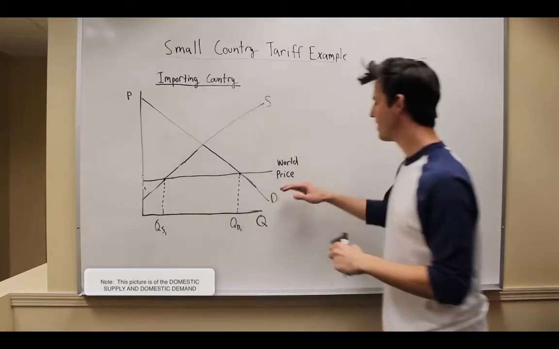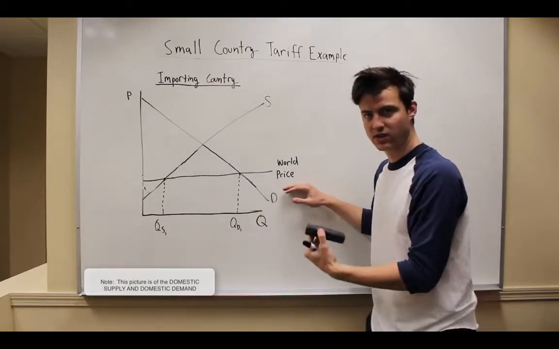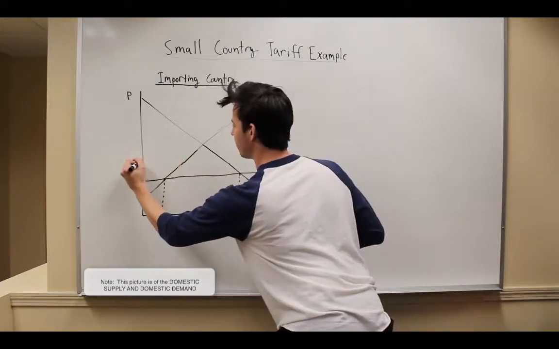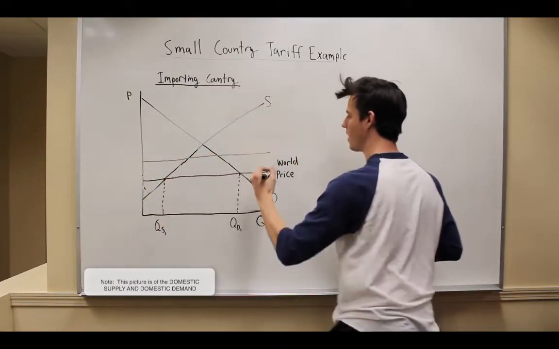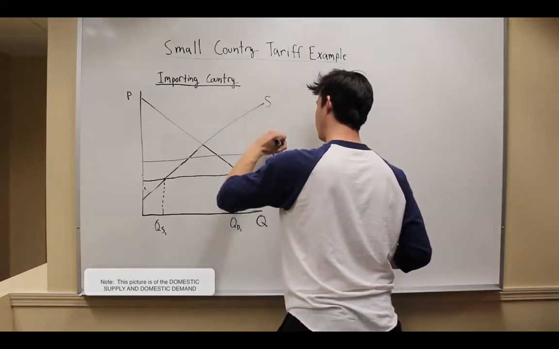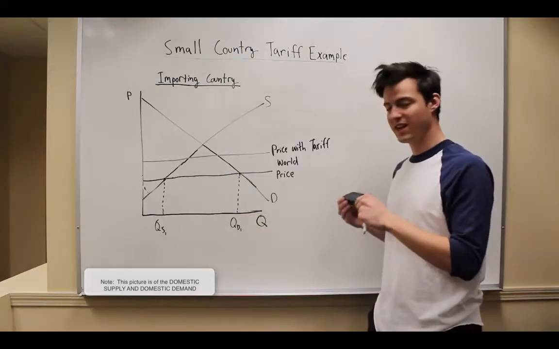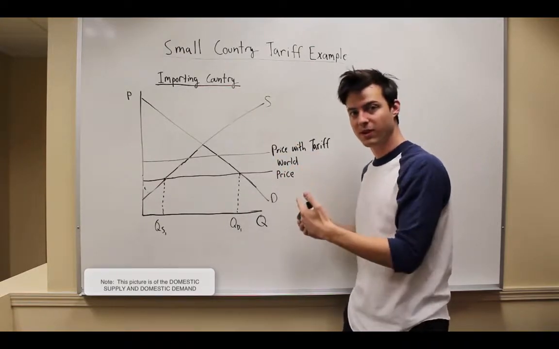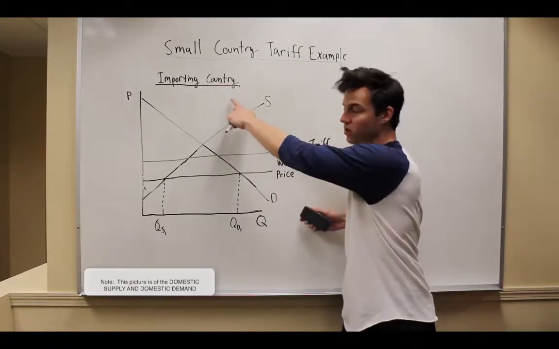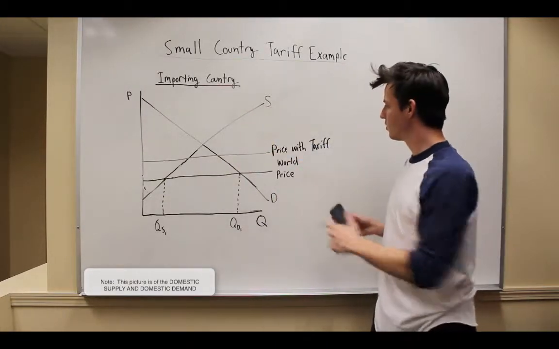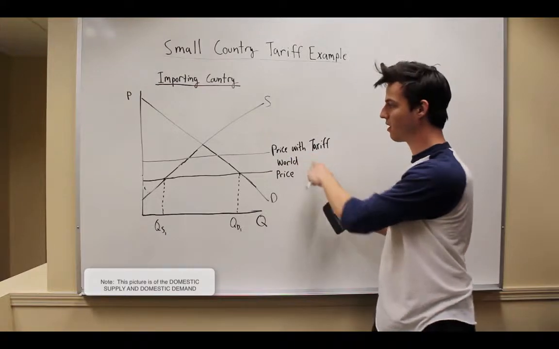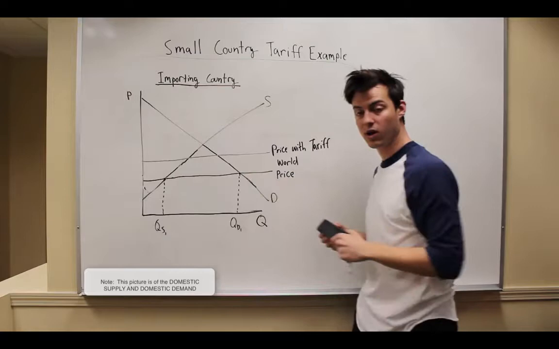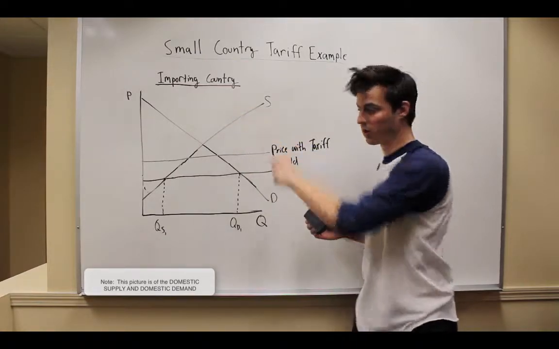So a tariff essentially raises the market price to above what the world price was. So we'll draw a line right about here. This will be our price with a tariff. A tariff is a tax placed on foreign suppliers that makes it more expensive for them to export their good into the importing country. So we now have a price with a tariff that's higher than our initial world price. And this is going to change both quantity supplied and quantity demanded in the importing country's market.